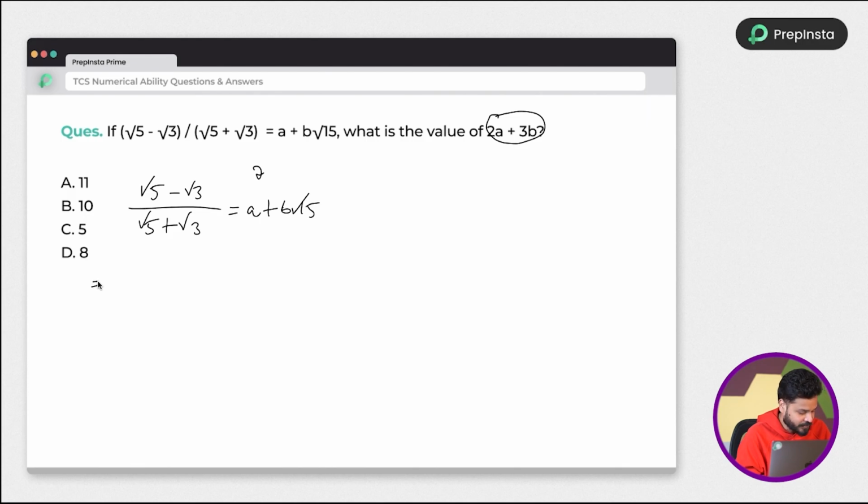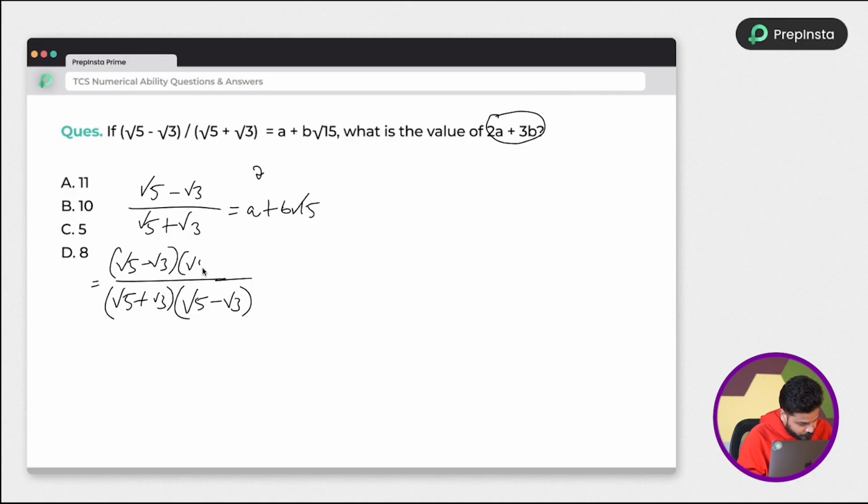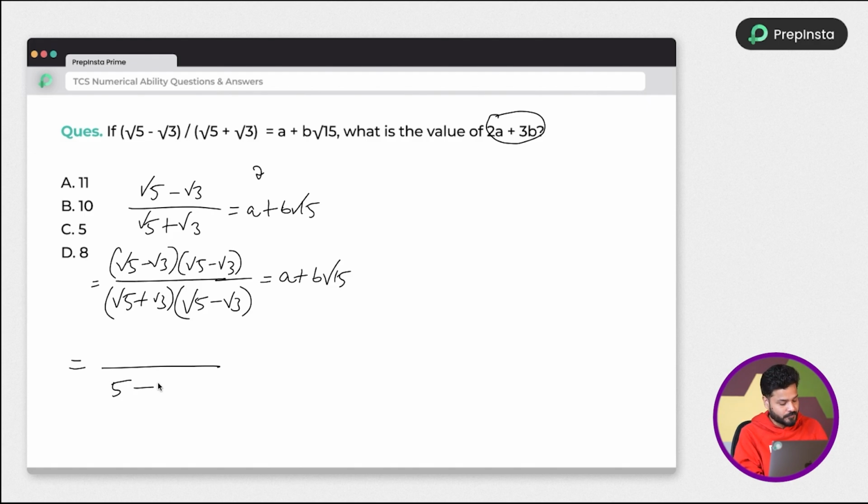So what I do is rationalization. What is rationalization, guys? Basically, for root 5 plus root 3, multiply by root 5 minus root 3 on both the numerator and the denominator. So I've just multiplied by root 5 minus root 3 on both numerator and denominator on the left hand side. So this is (a plus b) into (a minus b). What is (a plus b) into (a minus b), guys? a square minus b square. So root 5 whole square is 5, minus root 3 whole square, which is 3.